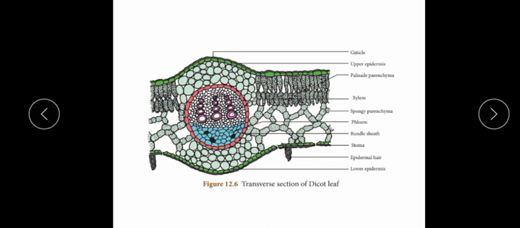If you have any doubt, just go back to the first slide which we have already learned, where you can see about the protoxylem and the metaxylem. Okay children, is that clear for you?